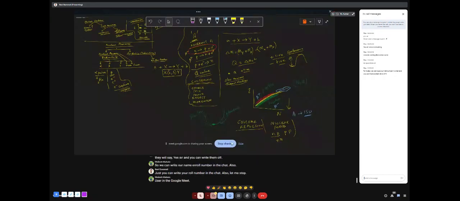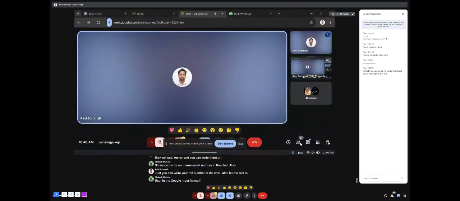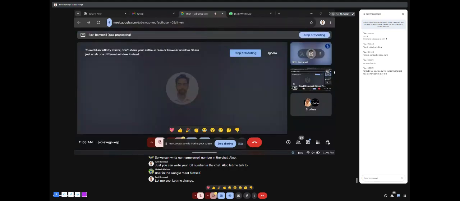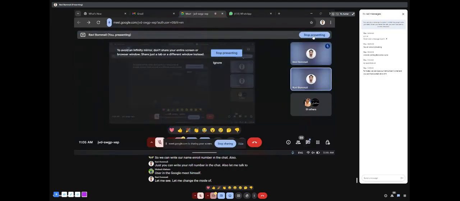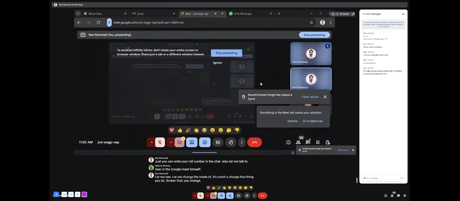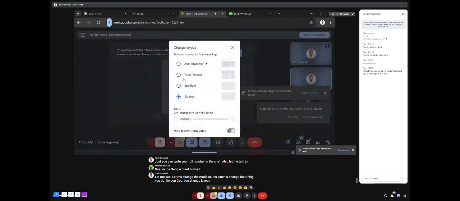Yes, sir. Let me stop the Google Meet share itself. So let me see. Let me change the mode of tiles. How do you change the screen appearance or change layout? Spotlight.